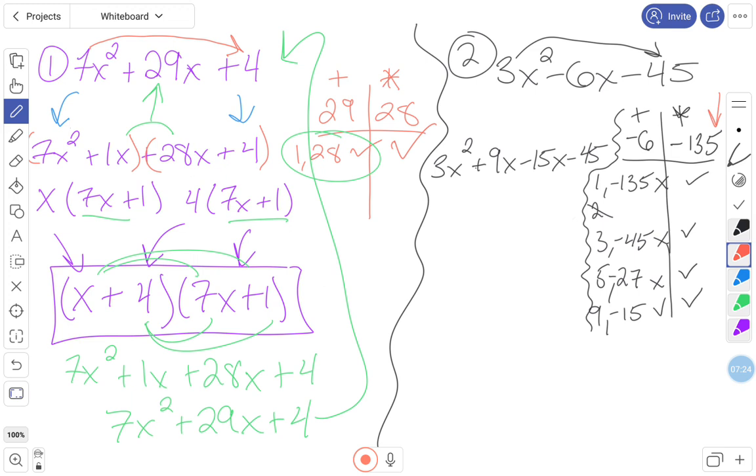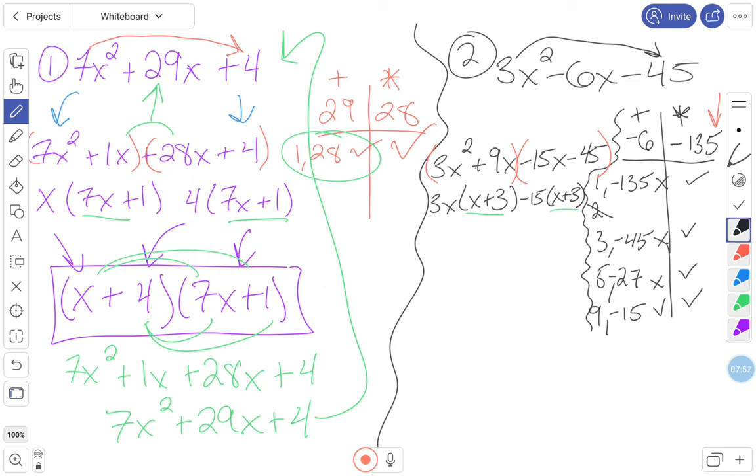Okay, if I want to factor by grouping, I'm going to group these ones here and say, what can I take out? Well, it looks like I could take out a 3x from the first one, and that leaves me with an x plus 3. And on the second one, it looks like I could take out a negative 15. That's going to leave me with an x plus 3, since 15 times 3 is 45. Like so. And it looks like they're the same, so that's pretty cool.